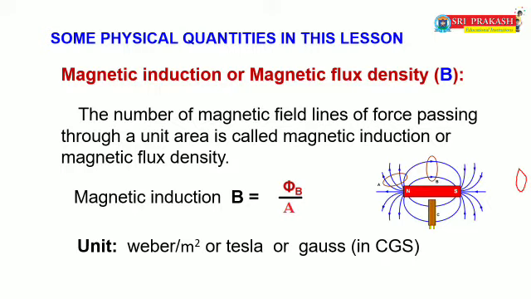Collectively, Weber per meter square we also call 1 Tesla. This is the MKS system of units, nothing but the SI system. In the CGS system, the magnetic induction unit is Gauss. So 1 Gauss in the CGS system is equivalent to 10 to the power of minus 4 Tesla, or 1 Tesla equals 10 to the power of 4 Gauss.